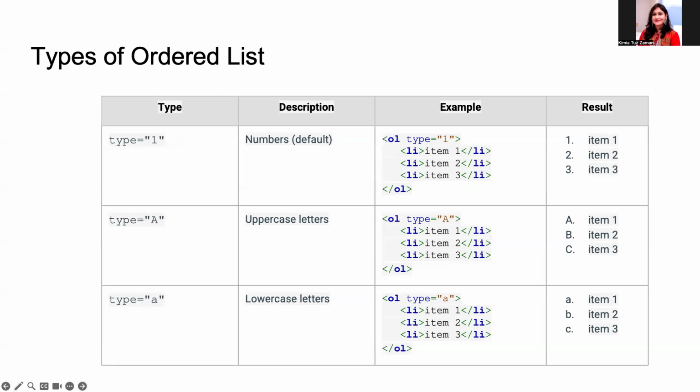Now let's explore the different types of ordered list in HTML. By default, when we use the ordered list tag, the browser numbers each list item starting from 1. This is shown using type equal to 1, but we can also change the numbering style. For example, if we use type A, the list will use uppercase letters like A, B, C, for each item. Similarly, if we use small a, the list will use lowercase letters like a, b, c for numbering. In the table, you can see the HTML code on one side and the browser output on the other, so you can compare how each option looks.